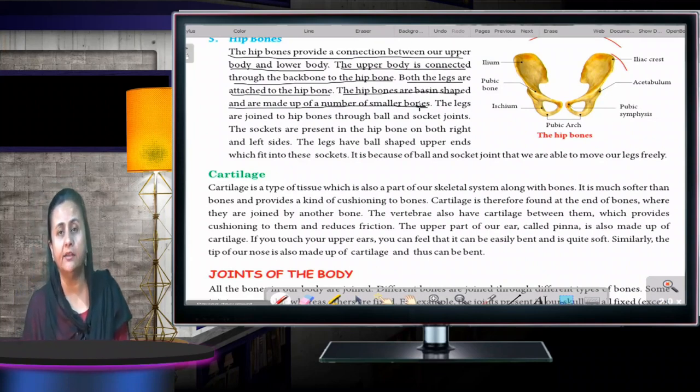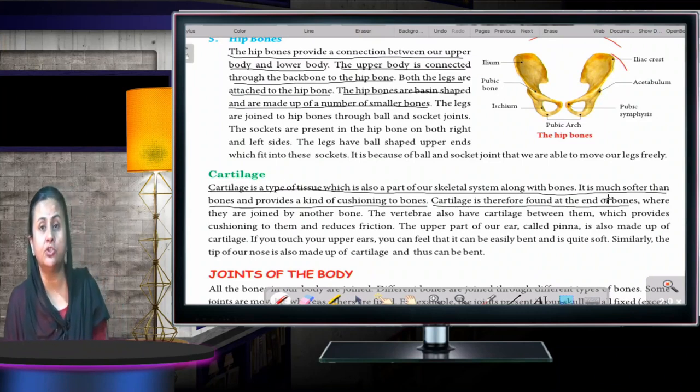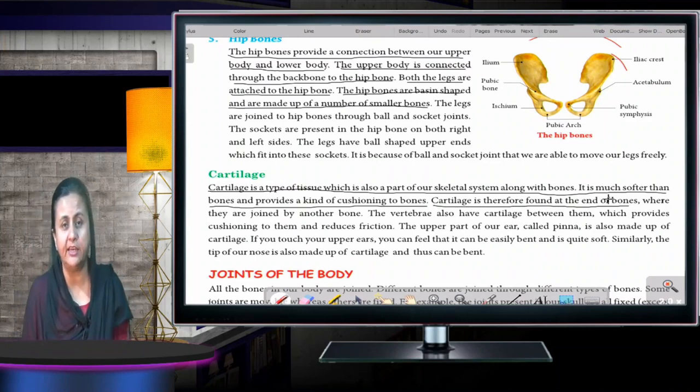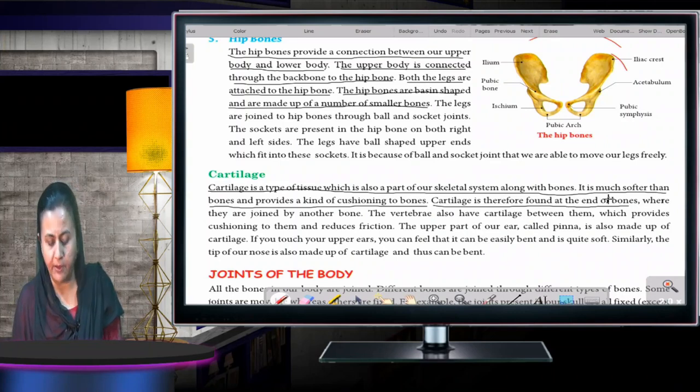Now we'll come to cartilage. What is cartilage? It is softer than bones. It is very spongy. Cartilage is a type of tissue which is also a part of the skeletal system along with bones. It is much softer than bones and provides a kind of cushioning to bones. Cartilage is therefore found at the end of bones. It is softer and more tender compared to the bones.